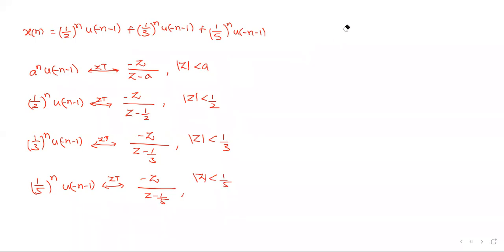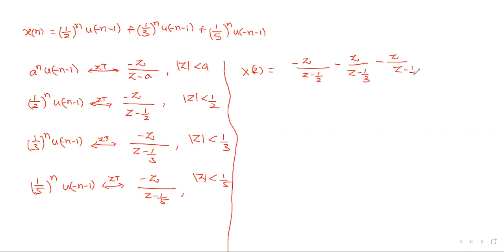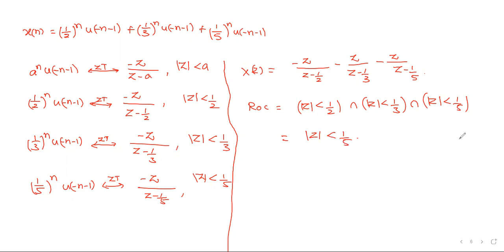What is the resultant ROC here? The Z transform of the given signal X(z) equals -z/(z - 1/2) - z/(z - 1/3) - z/(z - 1/5). Now what is the ROC here? Mod z is less than 1/2 intersection mod z is less than 1/3 intersection mod z is less than 1/5. So now what is the resultant ROC? Mod z is less than 1/5, because it is the inside of the innermost circle.